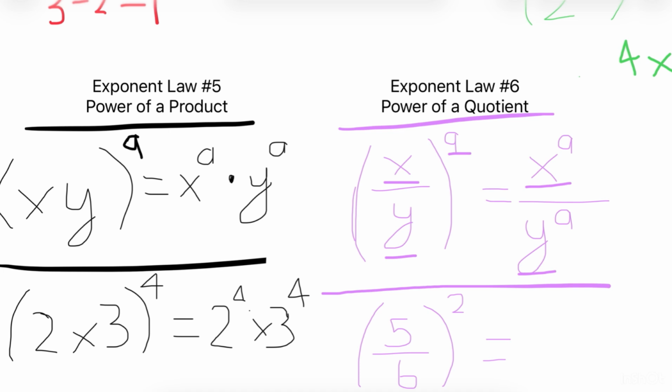So let's do a practice question here. We have 5 divided by 6 to the exponent 2. So this shows that the exponent wraps onto the top and bottom, which gives you 5 to the 2 over 6 to the 2.